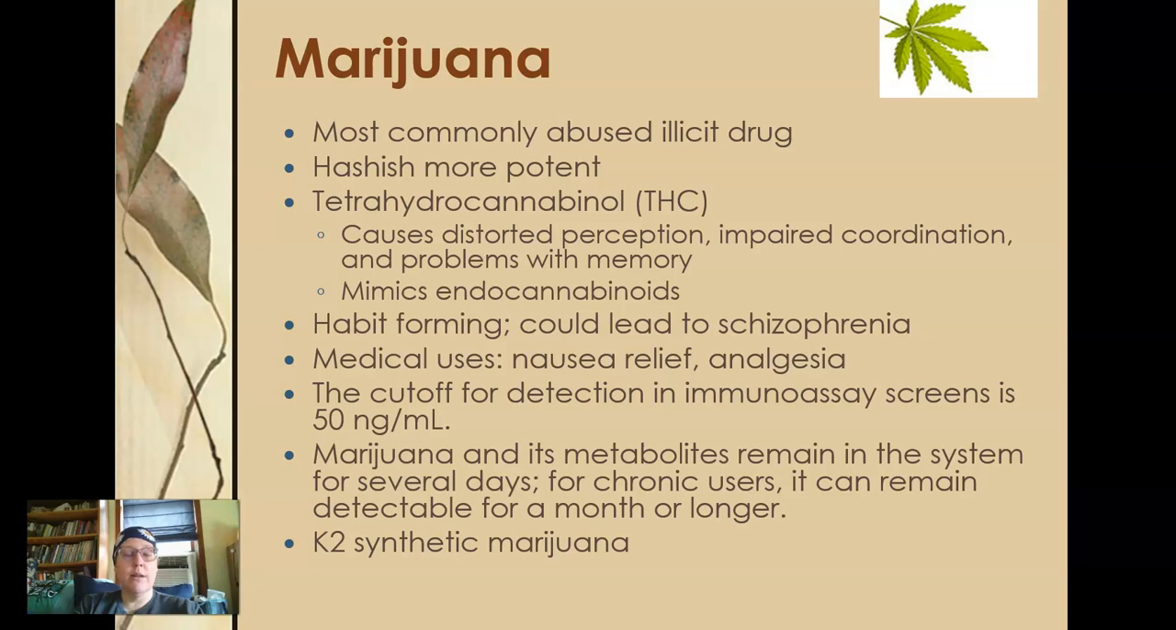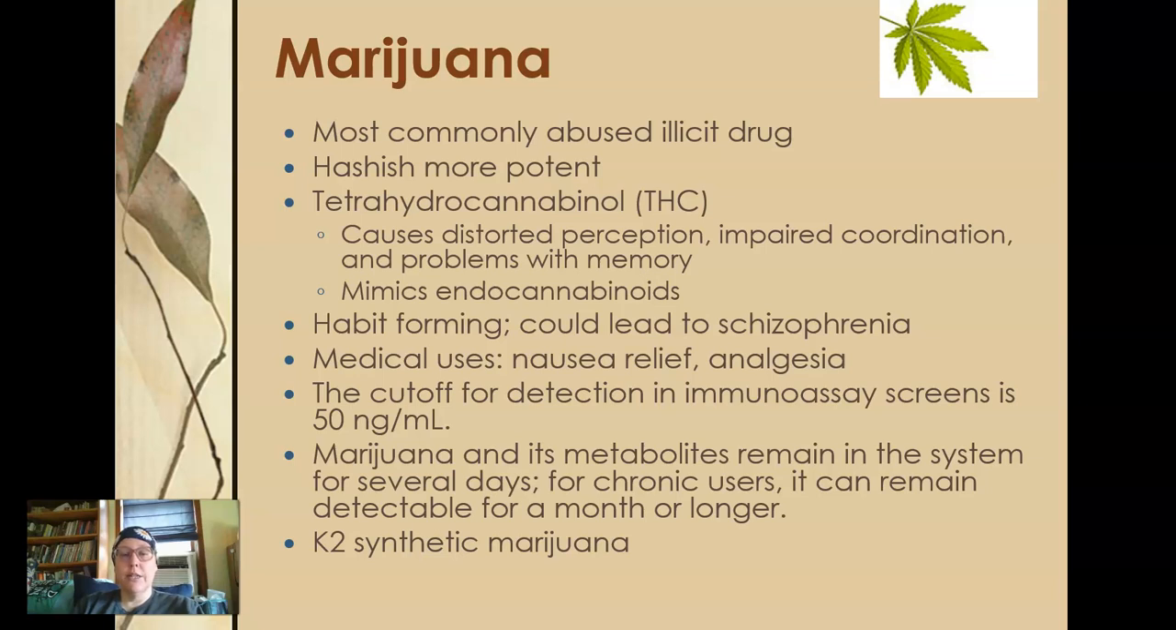Medical uses of marijuana, where you have to get a medical card for it, would be nausea relief and analgesia. Typical uses would be maybe in cancer patients, but also it can be good for seizure control and anxiety, PTSD, and stuff like that. So there's various reasons why a person may be able to get a medical marijuana card. There is some information on that, by the way, in your folder in this week's lessons.